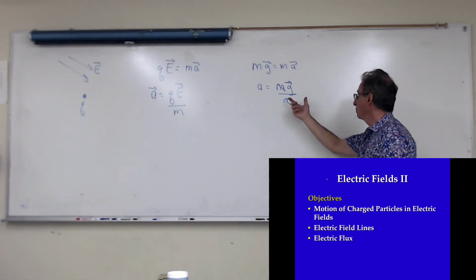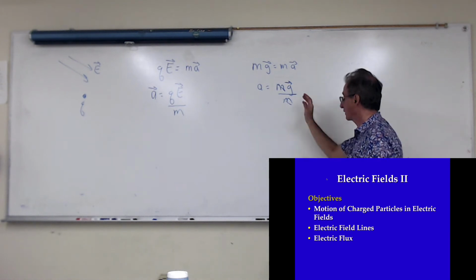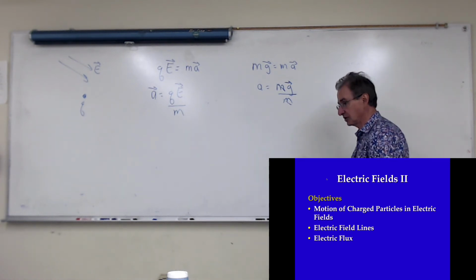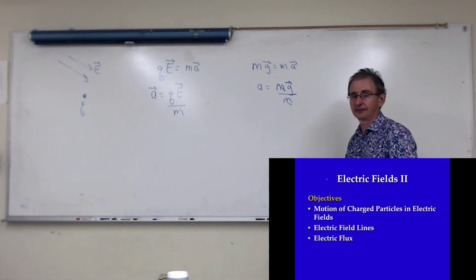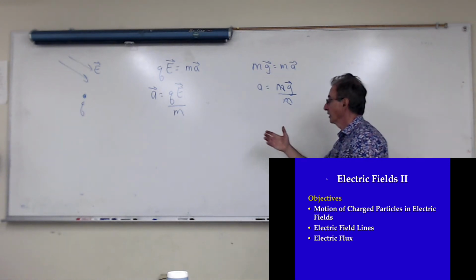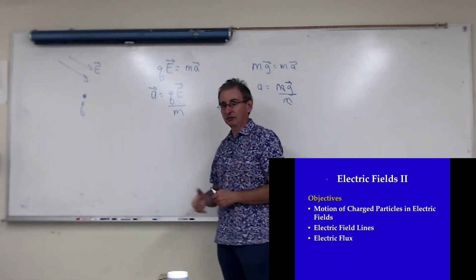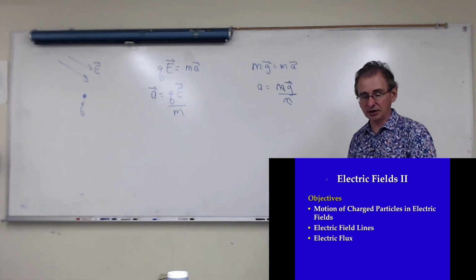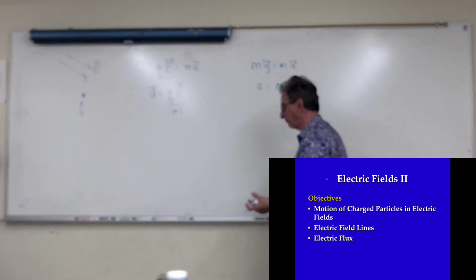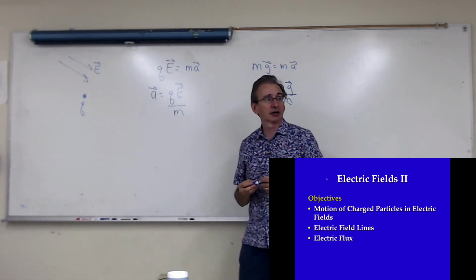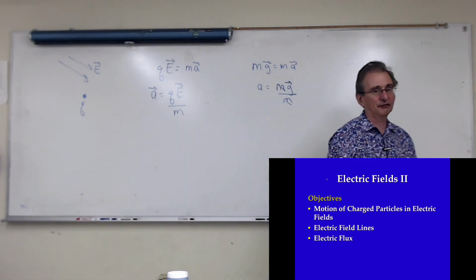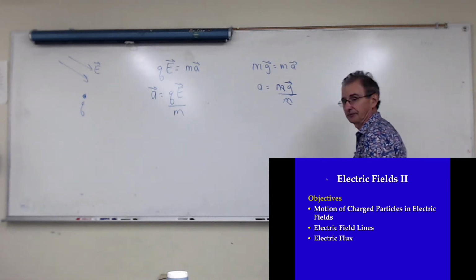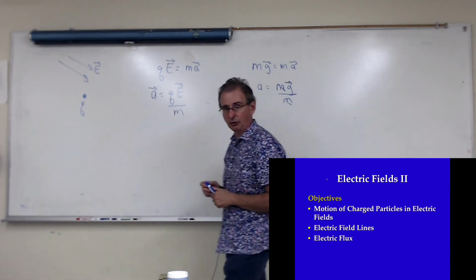And if the gravitational field is uniform, then you have motion at constant acceleration. If the electric field is uniform, then you also have motion at constant acceleration. And the kinematic equations are easy, because you've done this before in Physics 205. All right. Questions so far on this?